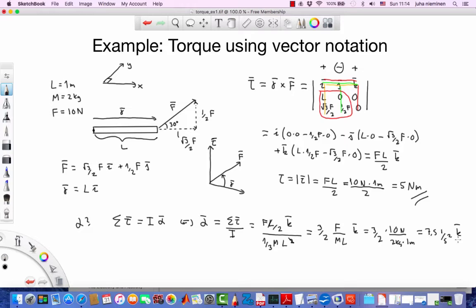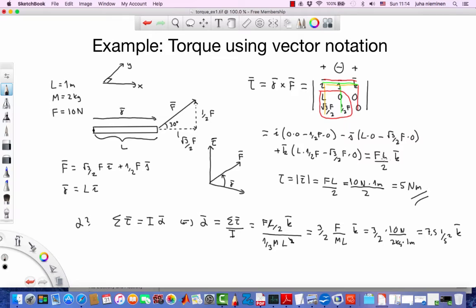So by starting from this vector notation and carrying it all the way over, we not only get the direction of the torque, but also the direction of the angular acceleration, and that as well obeys the right-hand rule. So if we point our thumb in the direction of this vector, which is k, the positive z direction, by curling our fingers, we get the direction of the accelerating rotation. And that is the bonus of going through the trouble of using vectors. You not only get the magnitude, but you also get the direction.